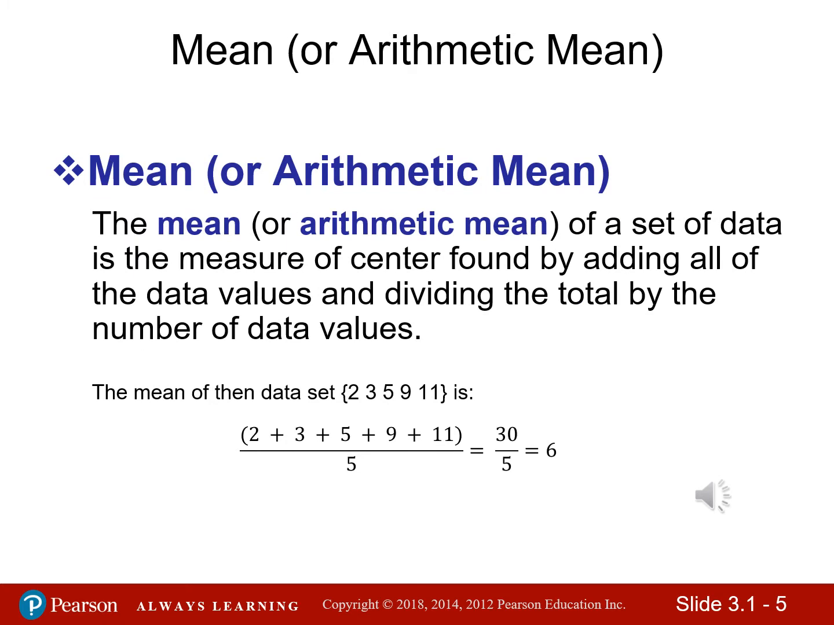The mean, or the arithmetic mean, of a data set is the measure of center found by adding all of the data values and then dividing by the total number of data values in the data set. For example, in this data set, we have data values of 2, 3, 5, 9, and 11. So the mean for this data set is the sum of those data values, 2 plus 3 plus 5 plus 9 plus 11, divided by the total number of data values in the data set. So we divide that sum by 5. That gives us 30 over 5, which equals 6. So the mean for this data set is 6.